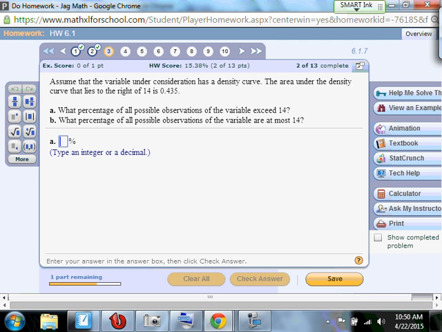Assume that the value under consideration has a density curve. The area under the curve that lies to the right of 14 is 0.435. What percentage of all possible observations of the variable exceed 14? So basically all they're asking us here is to change this area, which is a decimal, to a percent. So it'd be 43.5. 43.5. There it is. Now they're saying, okay, all the ones to the right of 14, there's 43.5% of them.